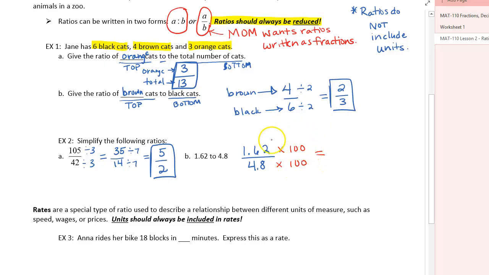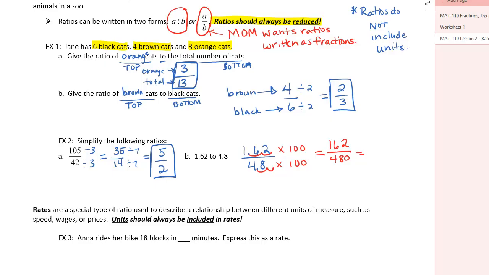And remember, it's important that whatever you're multiplying or dividing by is the same, because multiplying or dividing by 1, which is what you're doing when they're the same, does not change the value of the number. If I multiply by 100 on the top, that's going to move the decimal 2 places to the right, which would give me 162. If I multiply 4.8 times 100, that's going to move the decimal 2 places to the right, which would give me 480.